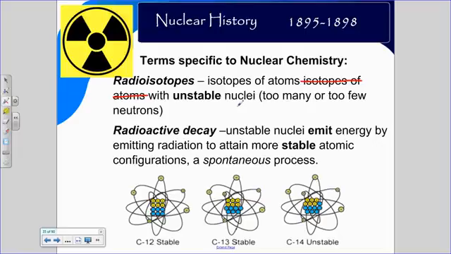That doesn't mean most atoms are radioactive. Most atoms are stable. But of all the known isotopes in existence on the planet Earth and beyond, most of them are unstable, meaning too many or too few neutrons in the nucleus. Radioactive decay is when unstable nuclei emit energy by emitting radiation to attain a more stable atomic configuration. This is a spontaneous process, and this is why mathematicians love it.